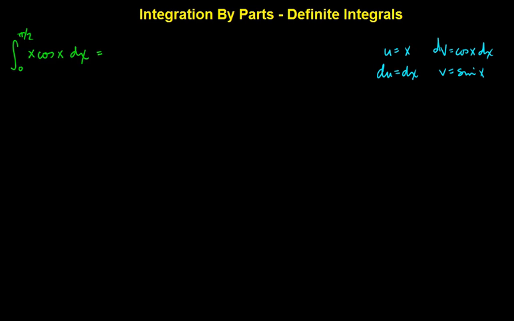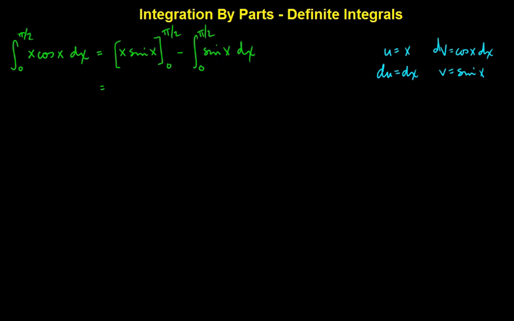Now when we put it all together, we have uv, which is x sine x, minus the integral. Let me first state that the proper way to go about this would be to put that x sine x in brackets from 0 to pi over 2, which means we evaluate x sine x at pi over 2 minus x sine x at 0. We still have an integral here, the integral from 0 to pi over 2 of v du, which is just sine x dx.